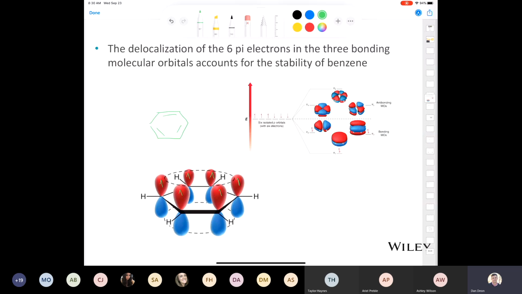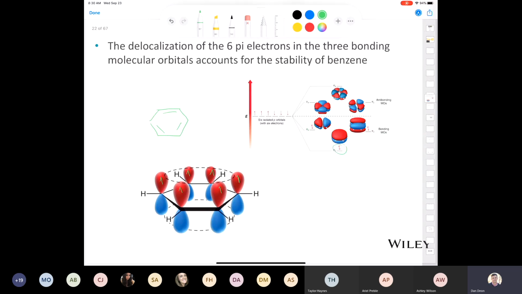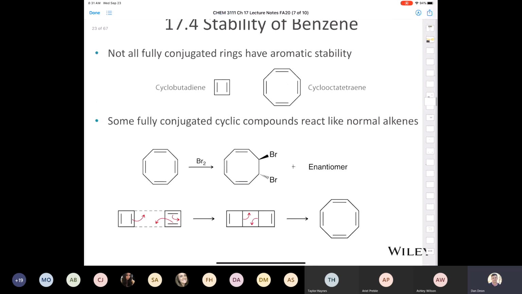You start pairing them up in the bonding molecular orbitals, 1, 2. So you'd start down here, right? 1, 2, 3, 4, 5, 6, okay? And again, they're all in bonding molecular orbitals, and that explains why benzene is so stable. And if you're like, well, would they ever be in non-bonding or anti-bonding molecular orbitals? Well, we'll look at that in a second. But the take-home message from here is just that those pi electrons are all in bonding molecular orbitals, and that is another explanation as to why benzene is so stable.